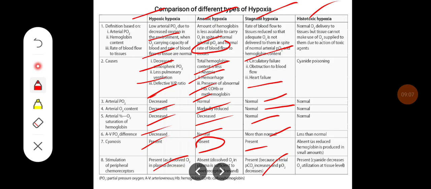In histotoxic hypoxia, there is normal oxygen delivery to the tissues, but tissue cannot make use of the oxygen supplied to them due to toxic agents. Some of the causes are cyanide poisoning. The arterial PO2 is normal here. The arterial oxygen content is normal. The oxygen saturation is normal, but the arteriovenous difference is less than normal. Cyanosis is absent as reduced hemoglobin is produced in small amounts. And there will be stimulation of the peripheral chemoreceptors because cyanide decreases oxygen utilization at the tissue level.